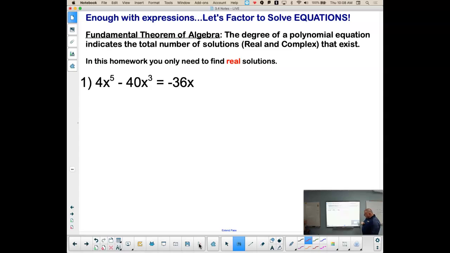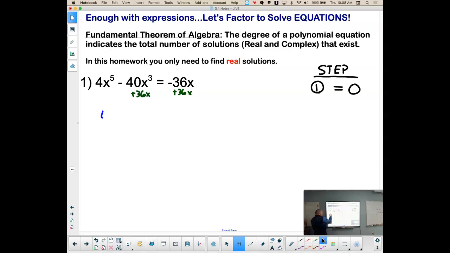Okay? So first thing that you should do, I'm a step kind of a guy. So the first thing that you should do is you should get it equal to 0. And I don't care if you get it equal to 0 or 0 equals, okay? But you need to have it equal to 0 at some point in time, okay? So in this particular case, I would move the 36x to the left side.